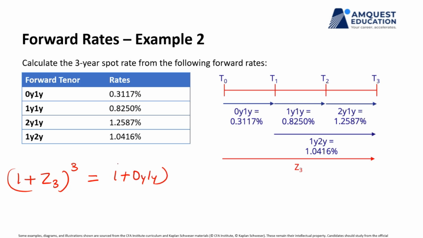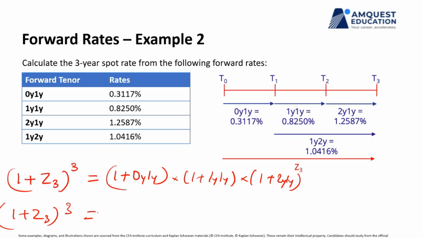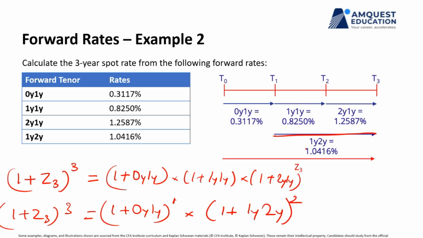(1 + 0y1y) multiplied by (1 + 1y1y) multiplied by (1 + 2y1y). That is equation 1. You can also write it like this, Z3 cube, because you have been given 1y2y also. So you can write it like this: (1 + 0y1y) raised to the power 1 multiplied by (1 + 1y2y), a 2-year loan 1 year later, which means raised to the power 2. So out of both the equations, whatever you want, you can use, and you have to calculate Z3.